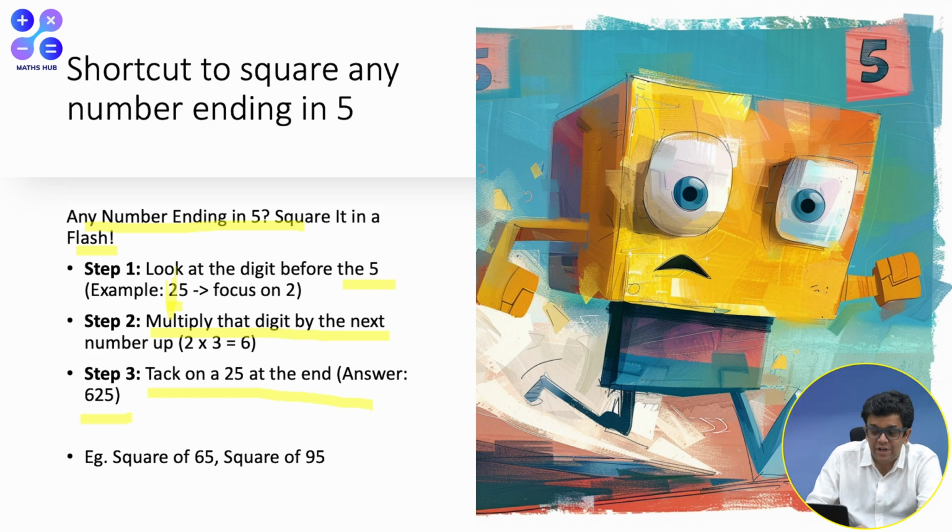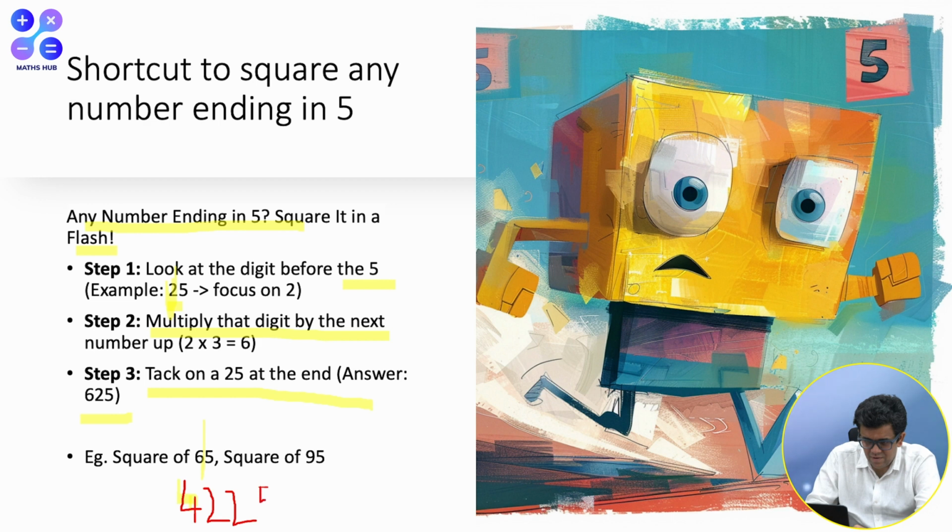Now, let us calculate the square of 65. Again, focus on the 6. Which is the next number to 6? The answer is 7. Now, you will calculate 6 7s are 42, and the answer of this is going to be 4225. How did I do that? I calculated 6 7s are 42 and then tack on a 25 at the end. Simple, right? Yes, it is.